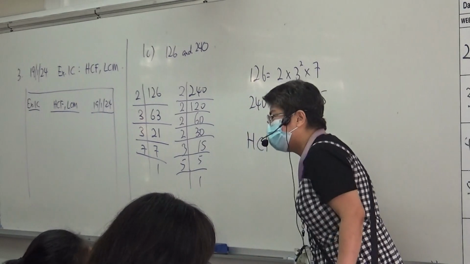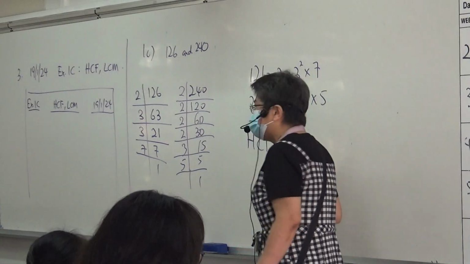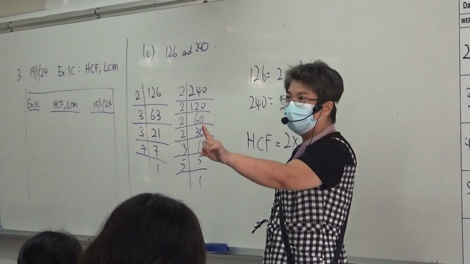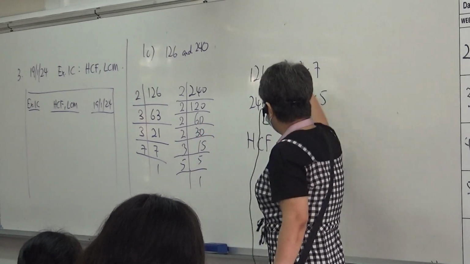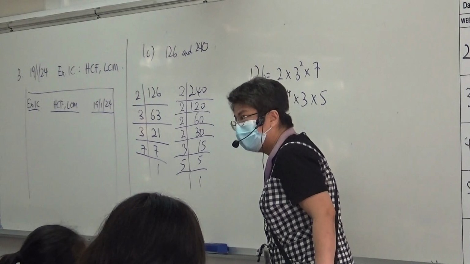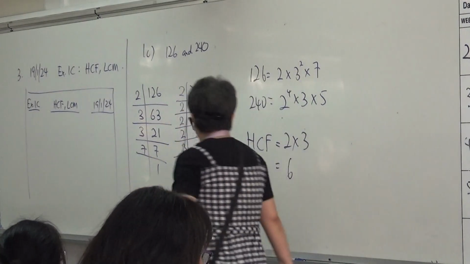What else can I take? Nothing. So what is 2 times 3? 6. So the highest common factor is 6. This is the way you present. Is that understood? Okay, copy down 1C.